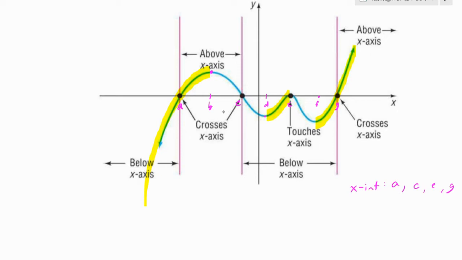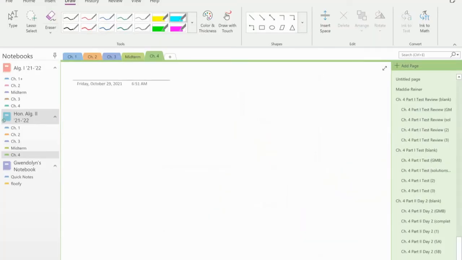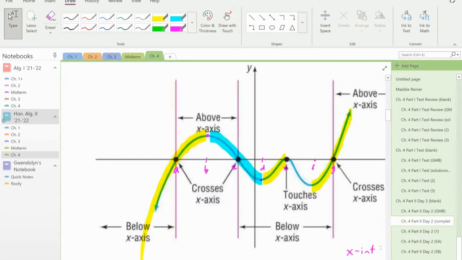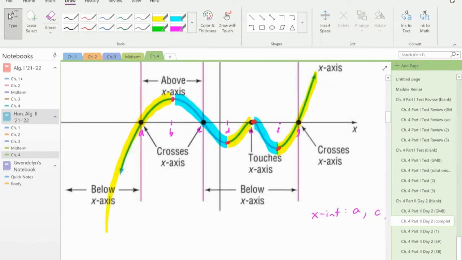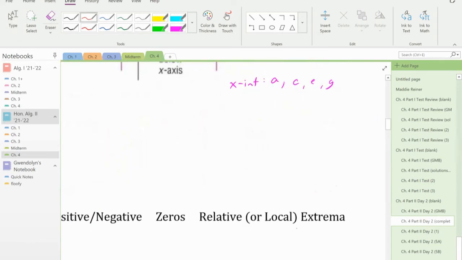Okay. Decreasing, reading left to right, that's where it's heading down. So we're decreasing here. We're decreasing right there. And then those points where you swap over from increasing to decreasing, whichever way, we call those relative extrema.